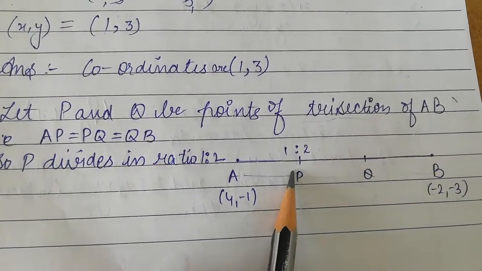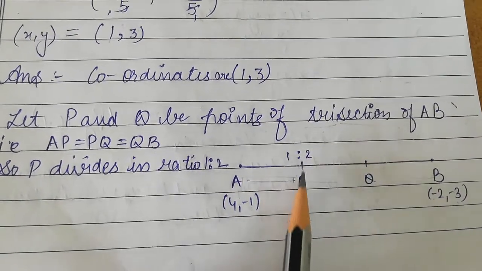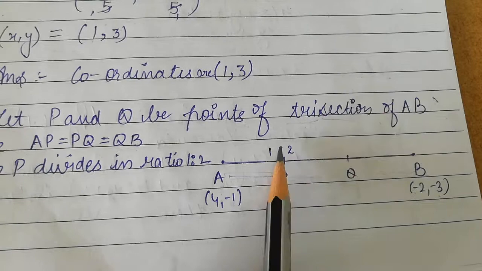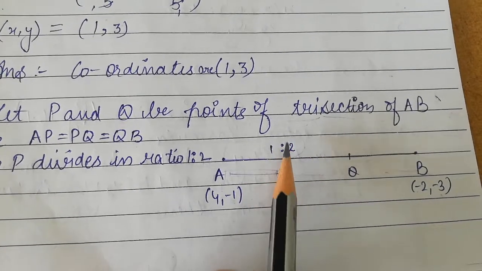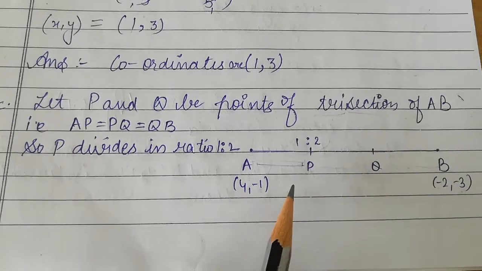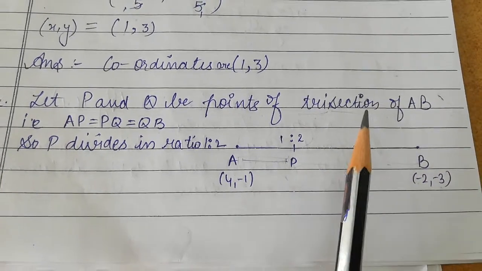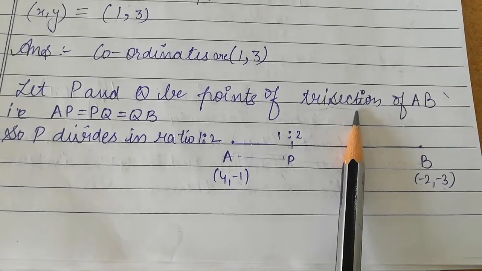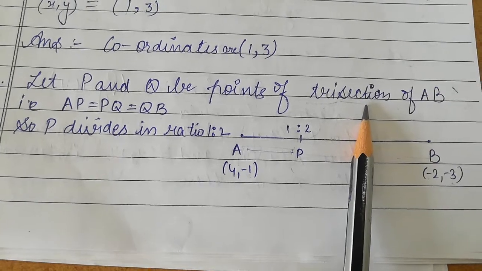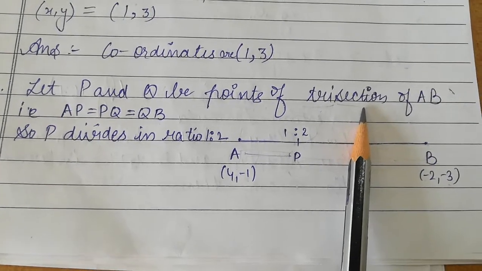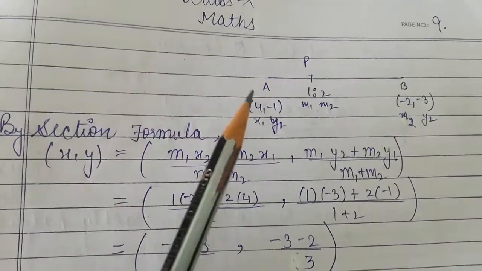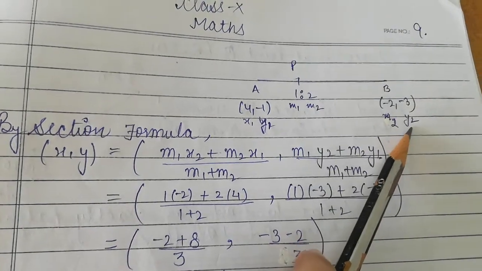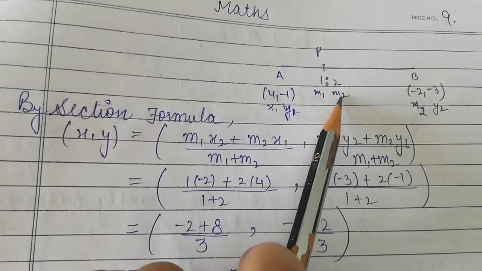Now the ratio will be, this is one part, so 1. This remaining portion is 1 plus 1, 2. So the ratio at point P is 1:2. Now we will find the coordinates of point P. For some time just forget point Q. There are 3 points A, B and P, and P divides AB in the 1:2 ratio. Here x1 is 4, y1 is -1, x2 is -2, y2 is -3, and m1 is 1, m2 is 2.